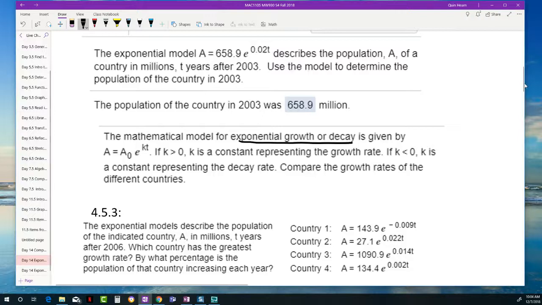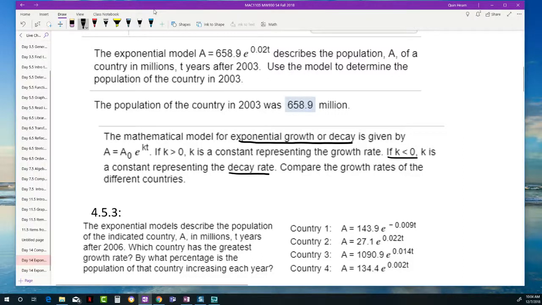So in either case, though, you're using this same formula, A equals, and then this is a different variable, not the same as variable A. A sub 0 is the initial value, and e to the kt. If k is a positive number, then we have a growth rate. So when k is positive, this value increases over time. And then if k is negative, then we have a decay rate.